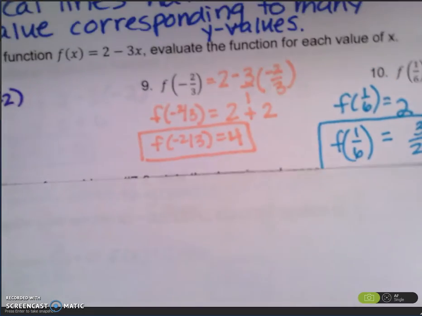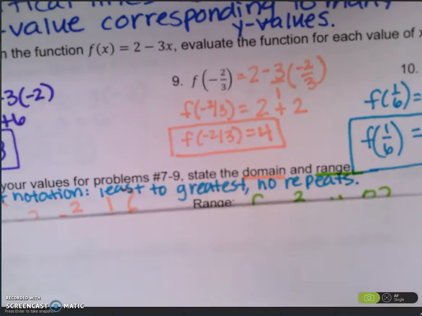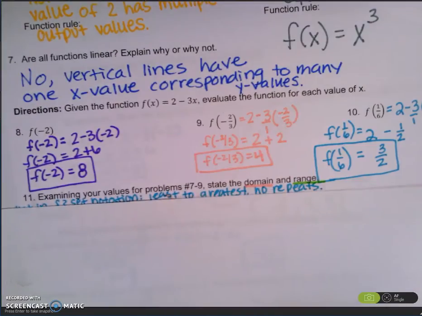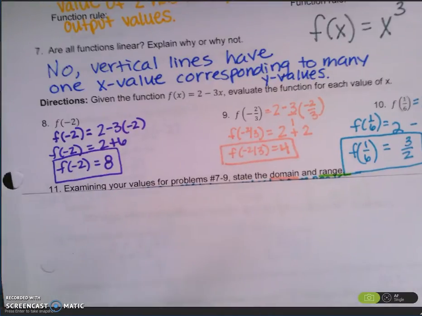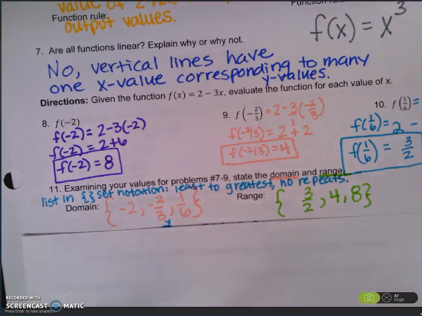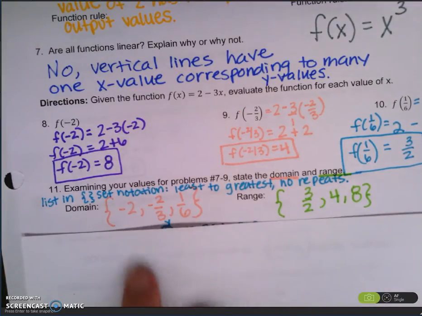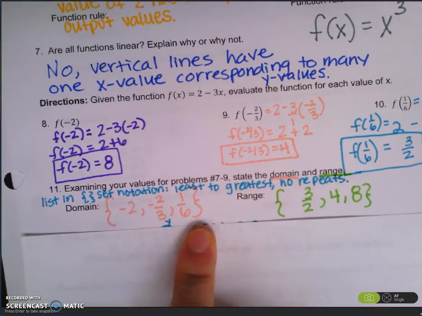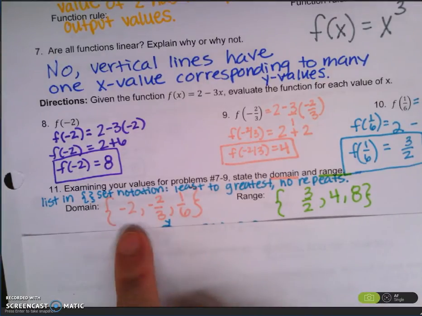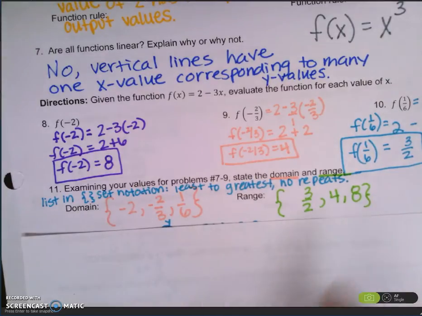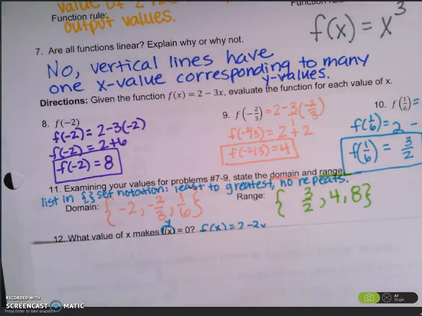When we moved on to number 11, which said examine the values from problem 7 and 9, state the domain and range. Domain are the x values and range are the y values. We need to make sure we're using our curly brackets for set notation. We're listing them from least to greatest, and if any of the numbers did repeat, we wouldn't repeat them.